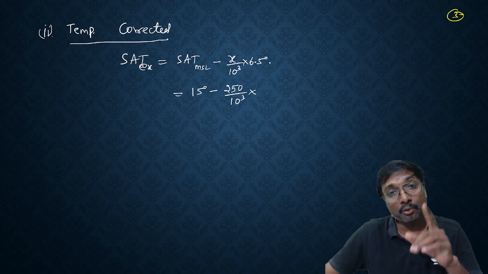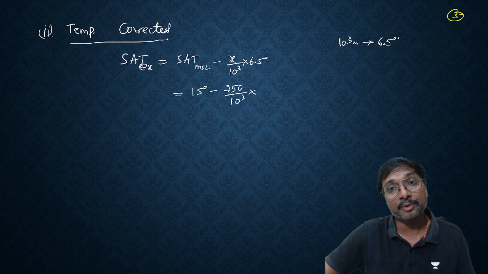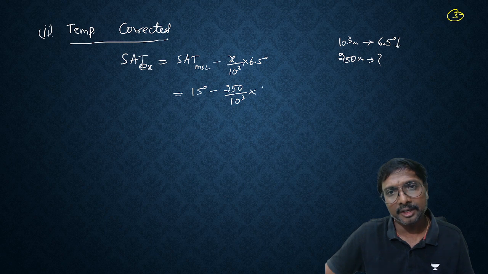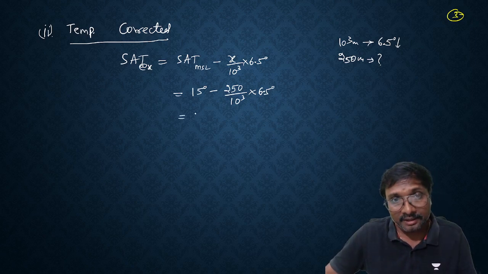So for every 1000 meter elevation, the standard atmospheric temperature decreases by 6.5 degrees. And for this 250 meter elevation, it should decrease by how much? 250 into 6.5 by 1000. Like that we can say. So the standard atmospheric temperature comes to be 13.380 degrees centigrade. This is the rounded off value.